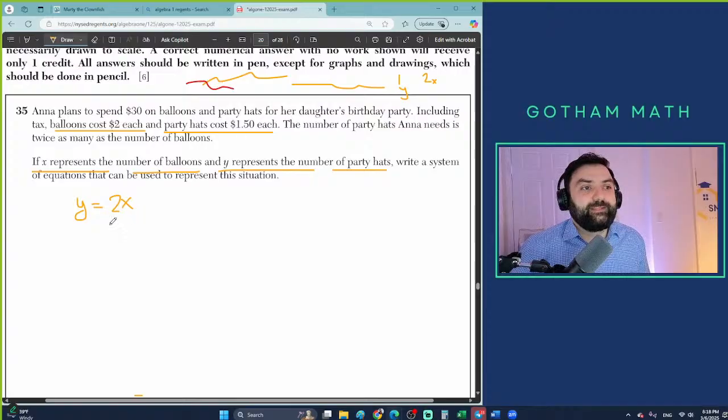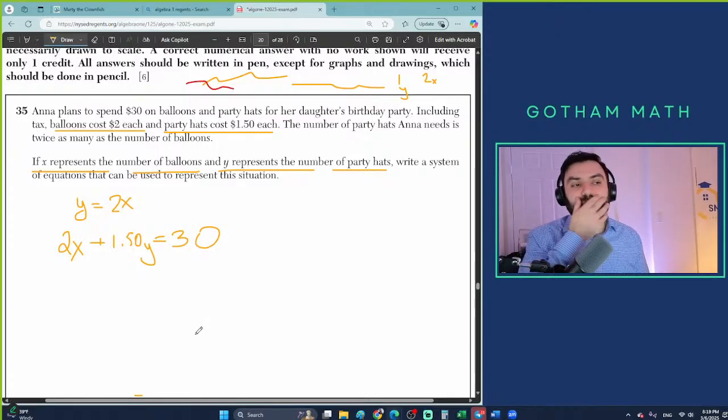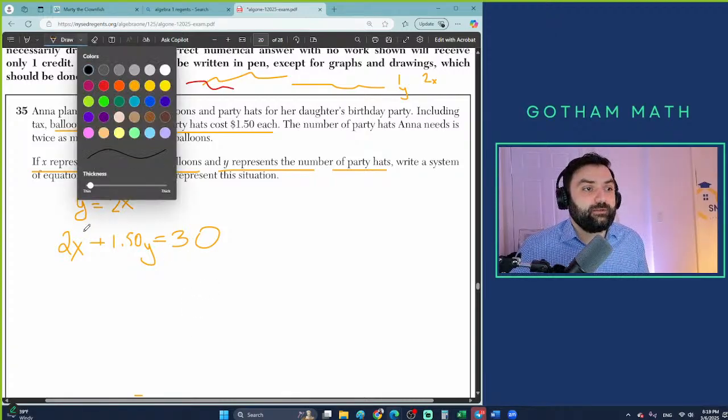Now, that's the first equation. The second equation is going to be about the price, just like with those nickels and dimes. Balloons cost $2 each. Balloons is the X, so it's going to be 2X. Party hats cost $1.50 each, so plus $1.50 times Y, and it equals $30. And this is it. This is the created system.